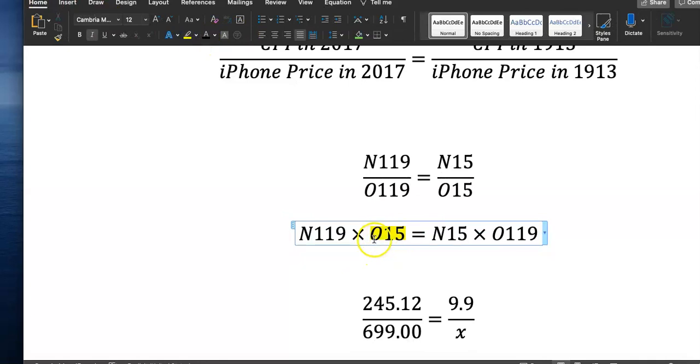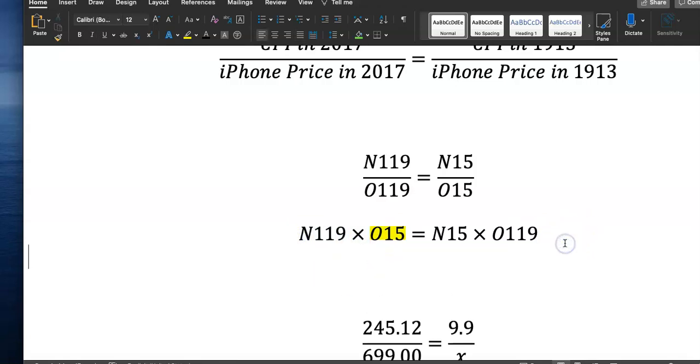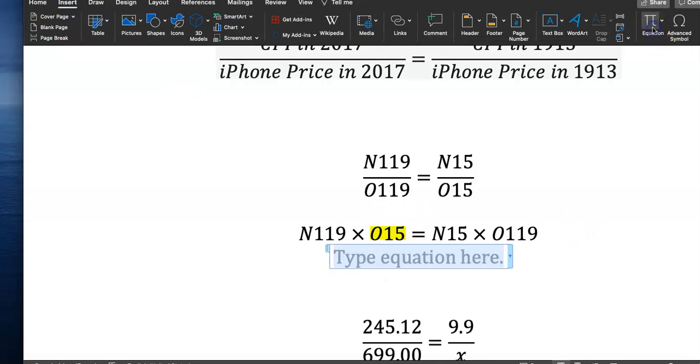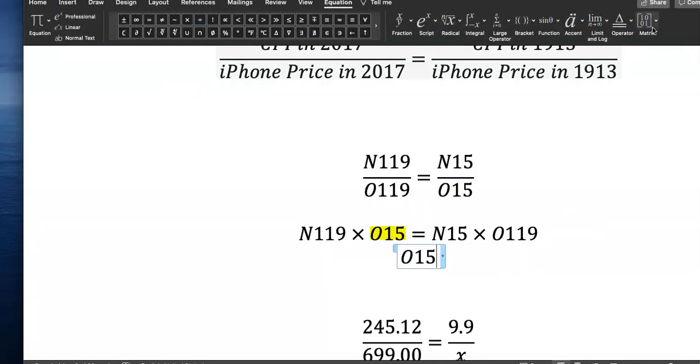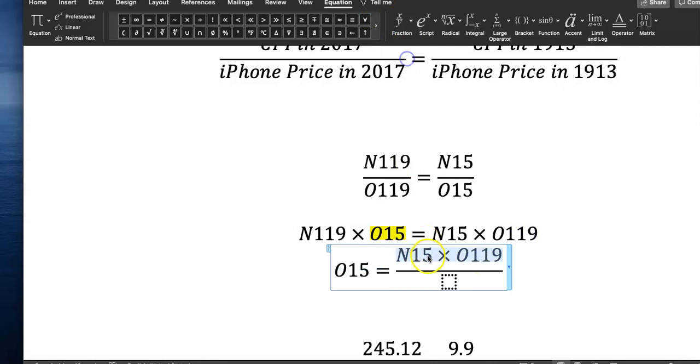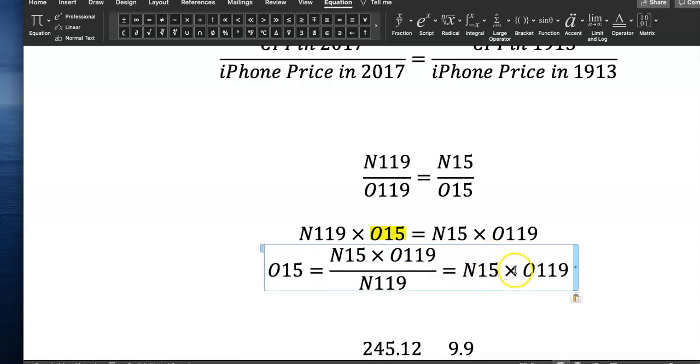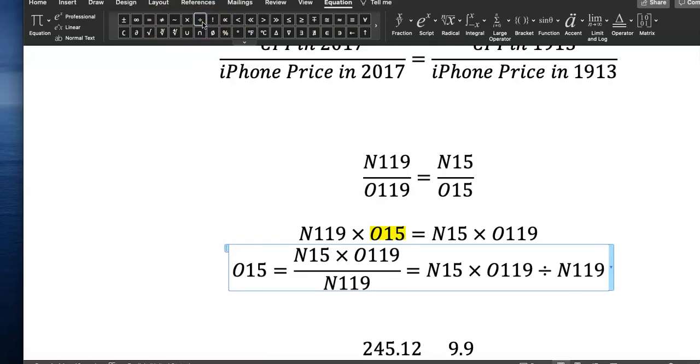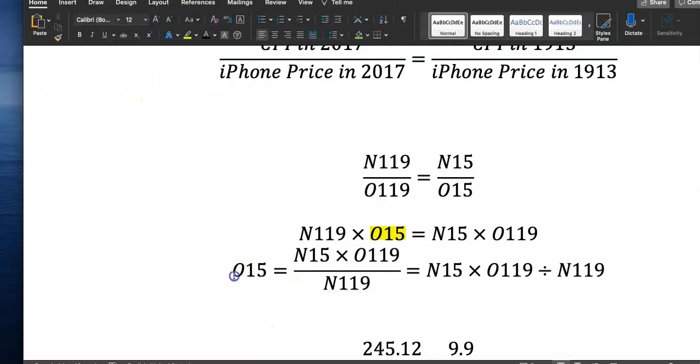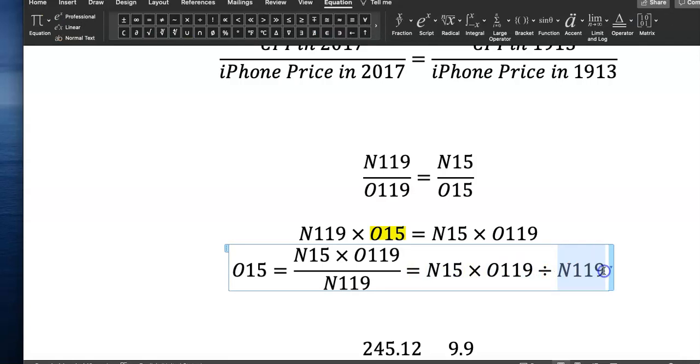If I want O15 by itself, guess what I'm going to do to both sides? I need to cancel out this multiplying by N119. The opposite of multiplication is dividing. So I'm going to go ahead and divide both sides by N119. So O15 equals this entire thing divided by N119. Now, we're multiplying and dividing. So if you want to make it a little bit simpler, you can just multiply the numerator together first, and then divide that by the denominator of N119. It's not really going to make a difference. So I found the formula for O15. I'm going to multiply N15 times O119, and I'll divide that by N119.